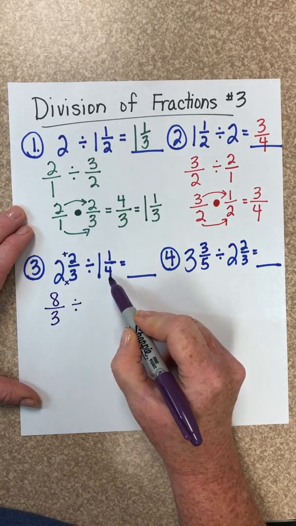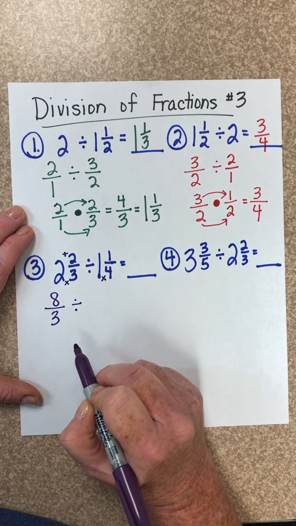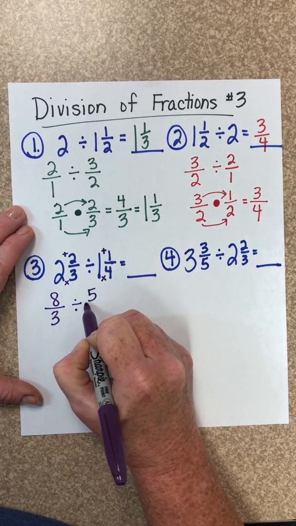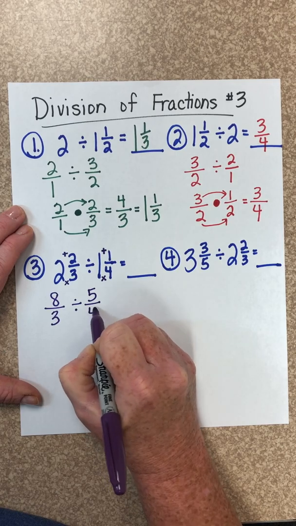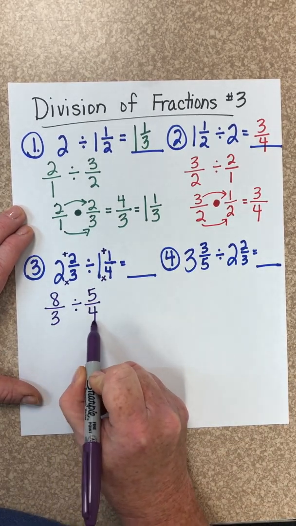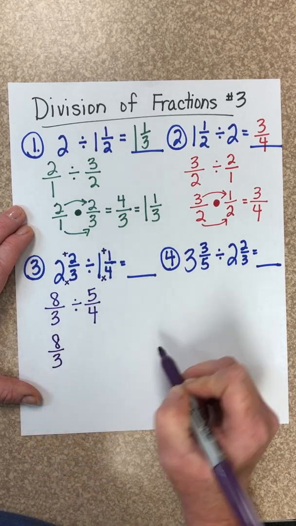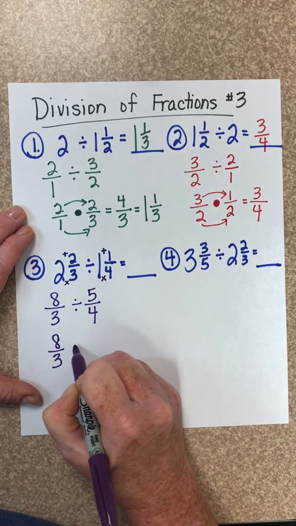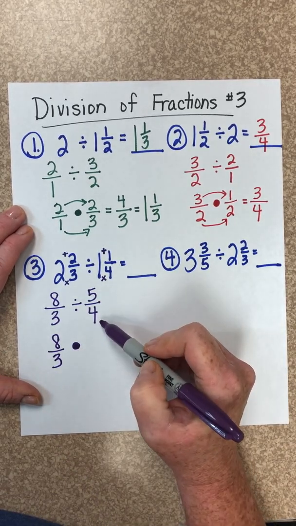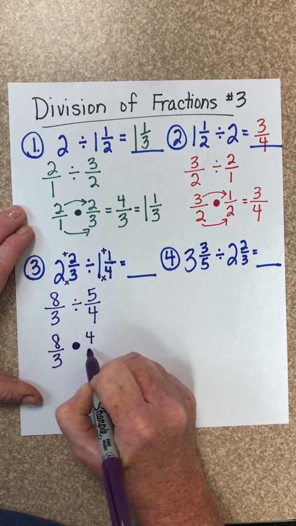And we're going to turn this mixed number into a fraction. 4 times 1 is 4, plus 1 is 5. Keep the same denominator. Okay, now let's keep, change, flip. Keep the first fraction as it is. Change the division sign to multiplication. Let's use the big dot. And now we need to flip or write the reciprocal of 5/4, which is 4/5.